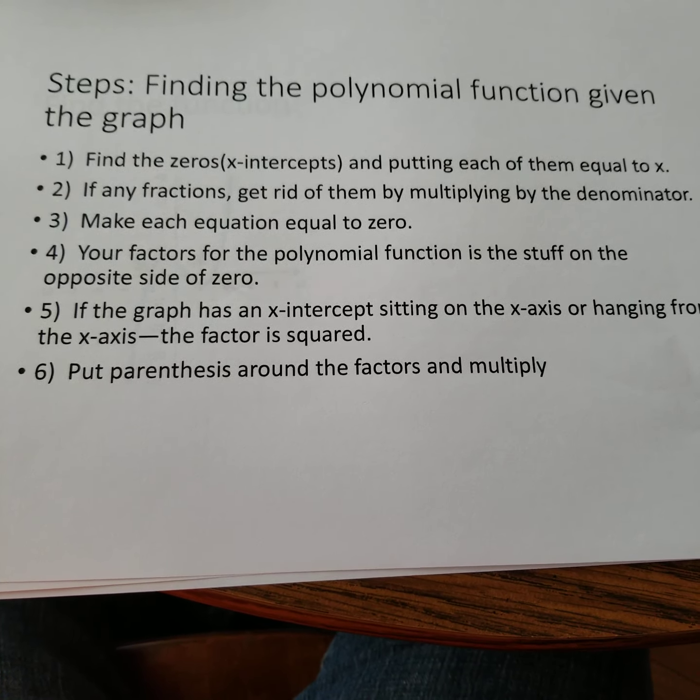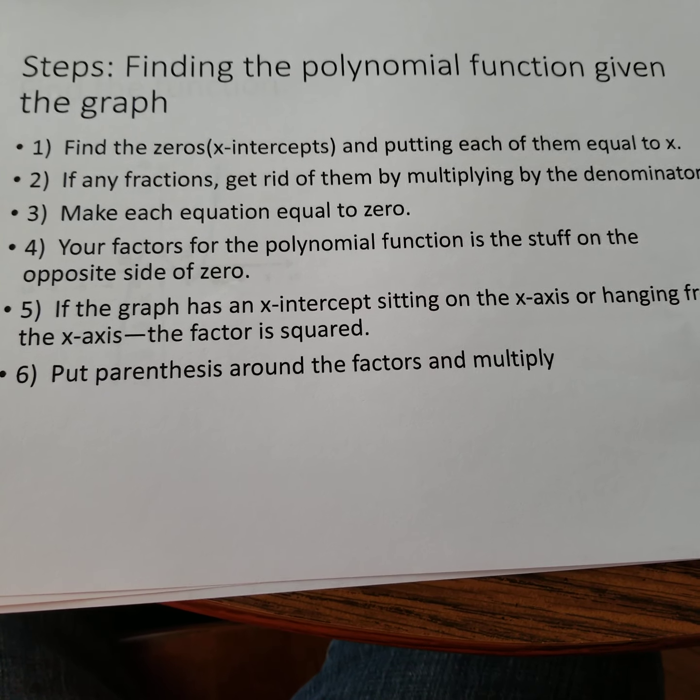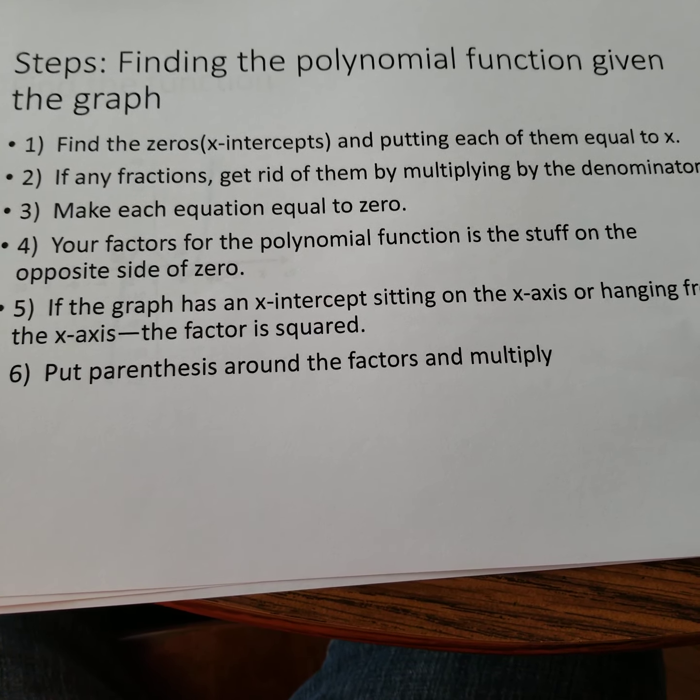Okay, you're going to find the zeros, or the x-intercepts. The one thing we're going to do is set them equal to x. If there are any fractions, we're going to get rid of them by multiplying by the denominator. We're going to make each equation equal to 0. And then our factors of the polynomial are the stuff on the side opposite of the 0.